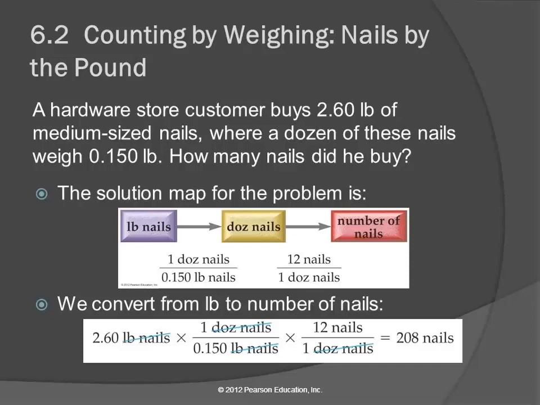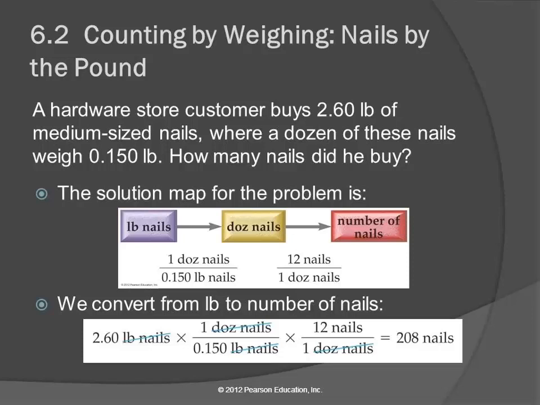So a hardware store customer buys 2.60 pounds of nails. A dozen of the nails weigh 0.150 pounds. How many nails did he buy? Okay, this goes back to chapter 2. This is dimensional analysis, just working with units.